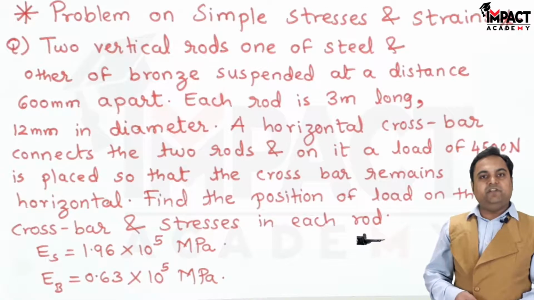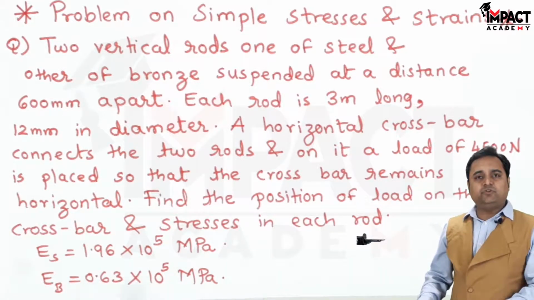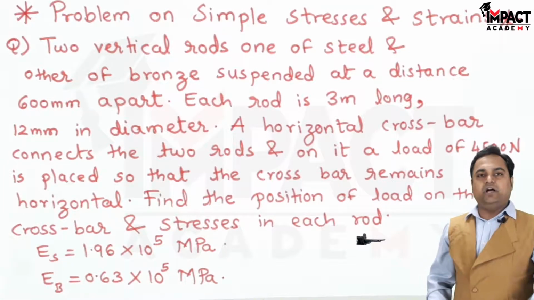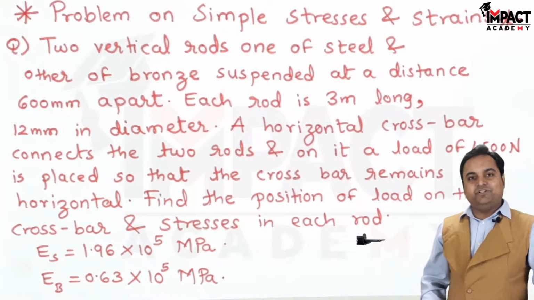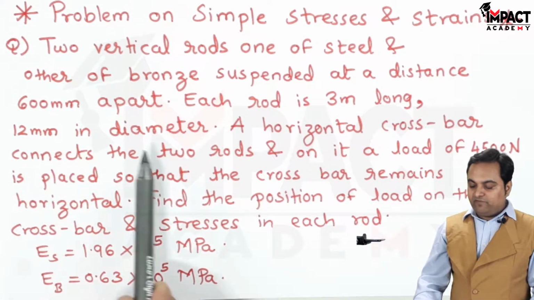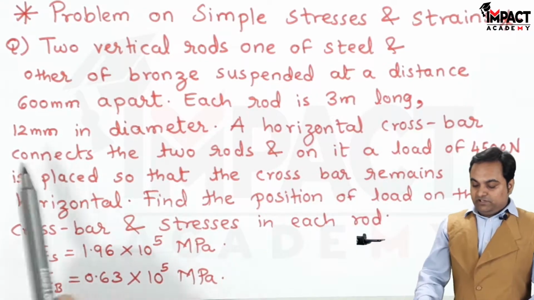So two rods are given, in between their distance is given, and the diagram is not given in the problem. We have to remember, we have to draw the diagram on our own. So reading the question is quite important here. Each rod is 3 meter long and 12 mm in diameter. That is, both steel and bronze rod are equal in length and diameter.